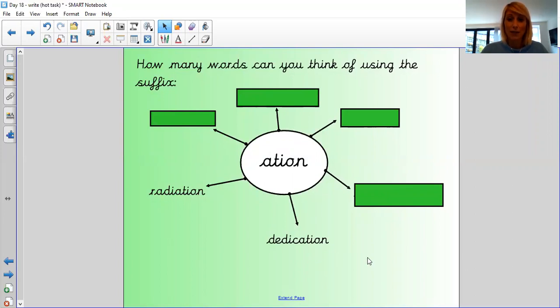So if you're with somebody, you could talk about this now, or if you're working on your own, that's okay. You could write some ideas down in your exercise book. I'll give you a few moments to do that, and then I'll share with you some other words that I've come up with using the suffix ation. So just remember, a suffix goes at the end of the word. So in dedication, ation is at the end, and radiation, I've got ation at the end because suffixes go at the end of words. So have a go now. How many words can you think of with ation at the end of the word as a suffix?